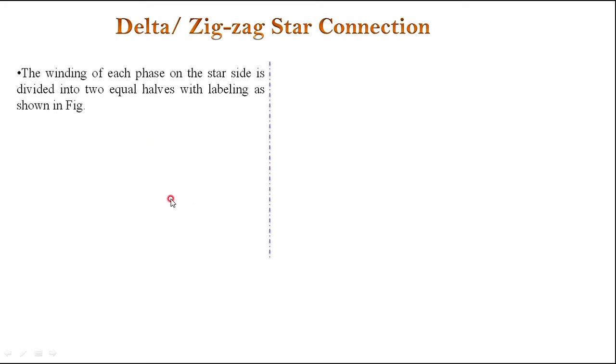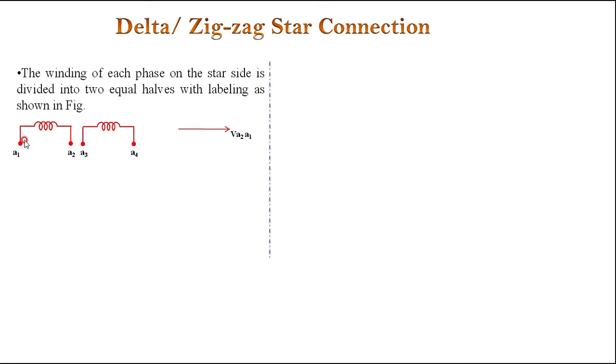That is, one winding is divided into two, between A1 and A2, and A3 and A4. That is, it is one winding, divided into two equal parts with A1 and A2 labeling, and A3 and A4. In the case of a mere star connection, we have only one winding comprised of all these windings.